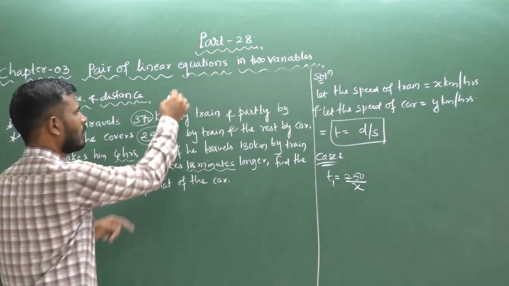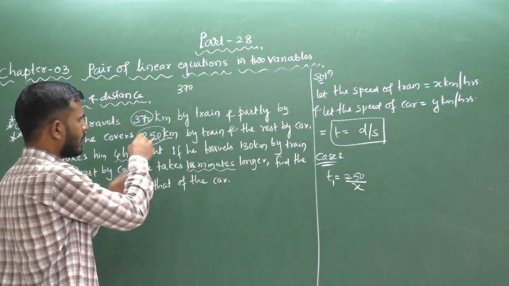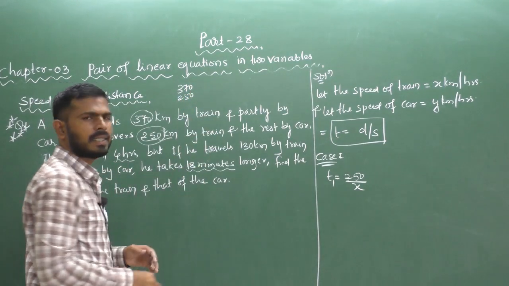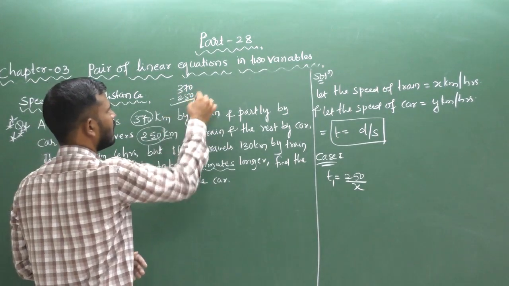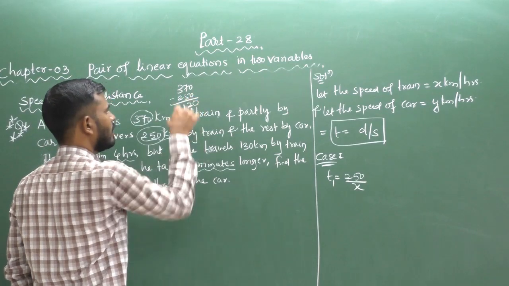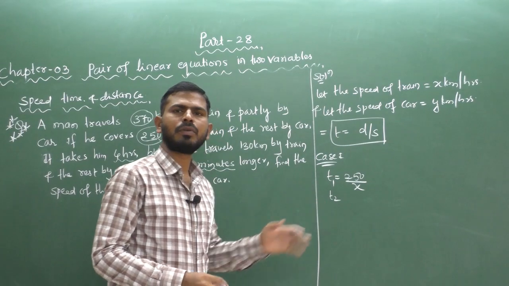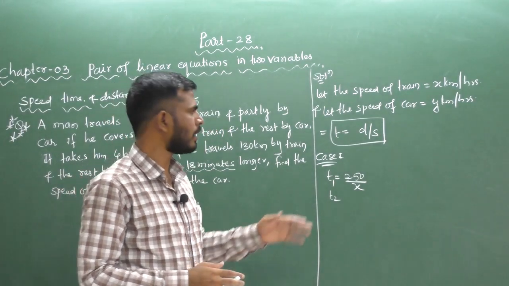Remaining is how much? Suppose 370 is the total distance you want to cover. You cover 250 by the train. Remaining means you just have to subtract: out of 370, 250 minus, you will get 120. So time 2 can take, here time 2 is the time required for the car.